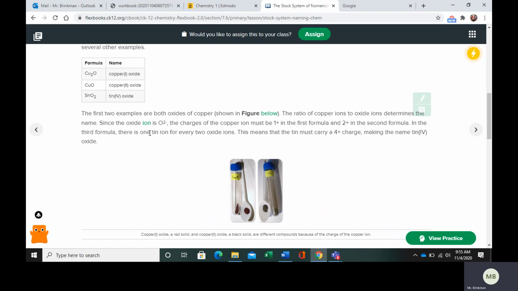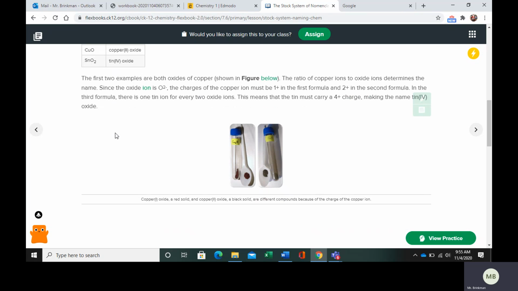The tin, there are 2 oxides, and what you do when you have a subscript is you multiply the charge by that subscript. So -2 times 2, we get -4. So the charge of these oxide ions is -4. And since we have 1 tin, it needs to be a +4 charge to balance it out. All right? So that's how we get the name tin 4 oxide.